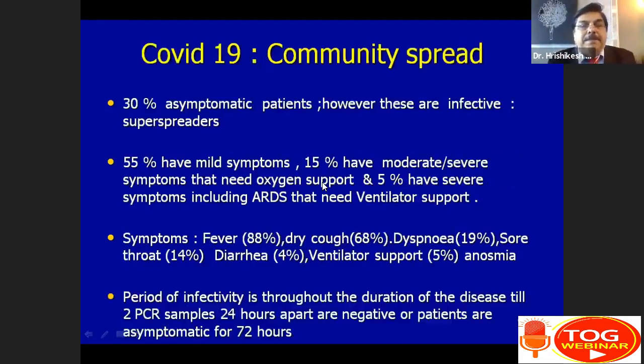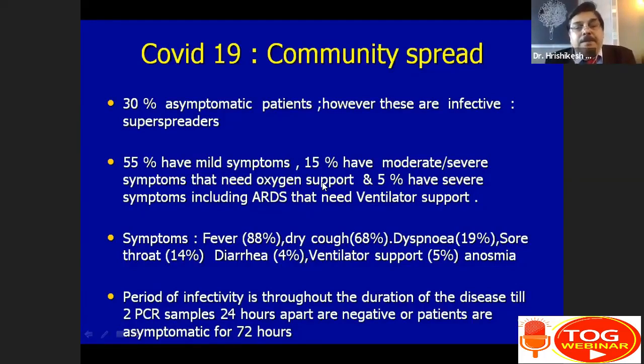If you look at the symptoms, 30%, as I told you, are asymptomatic patients. These are, however, infective even if they are asymptomatic. And this is the biggest problem that we are facing. One of the main causes of the lockdown was that we had to stop the spread because we didn't know who was having infection and who didn't. And these people are called super spreaders.